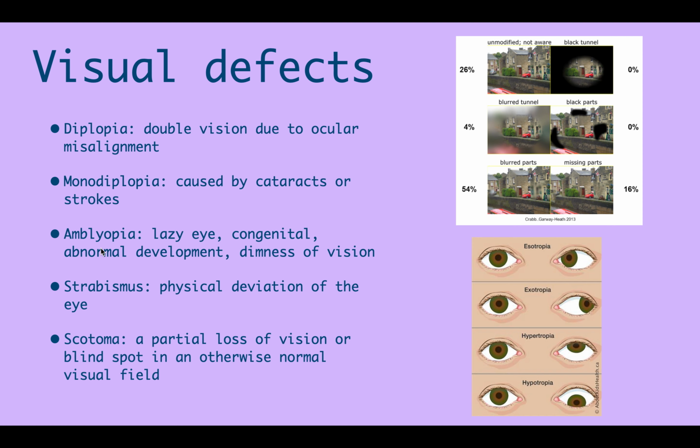Amblyopia is going to be lazy eye, and this is usually congenital due to abnormal development of the eye muscles, and that usually causes dimness of vision. Unfortunately, if not corrected, the body will compensate by shutting off the vision to that entire eye completely. So eventually the person will go blind in the affected eye due to the misalignment and the stimulation is too high, right? And the body can't reconcile the images, so this patient is going to be dizzy a lot of the time.